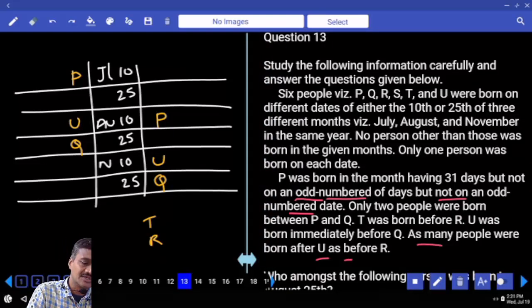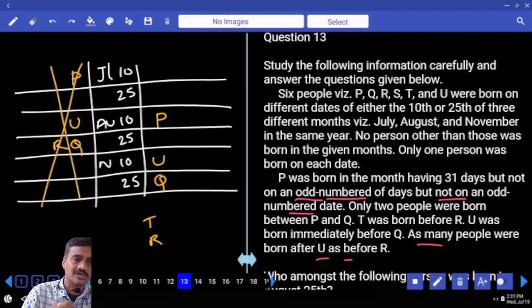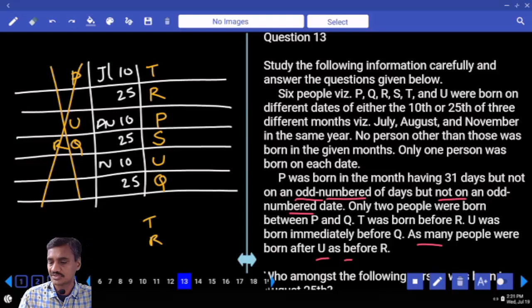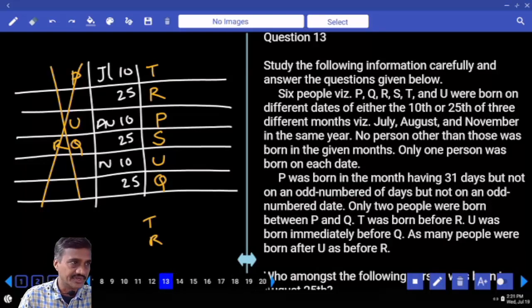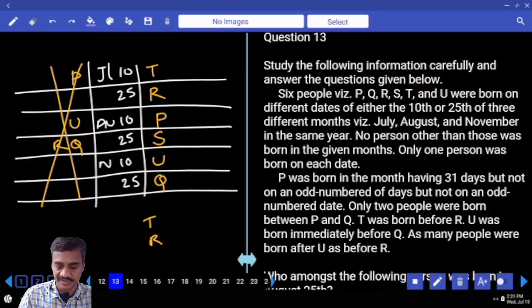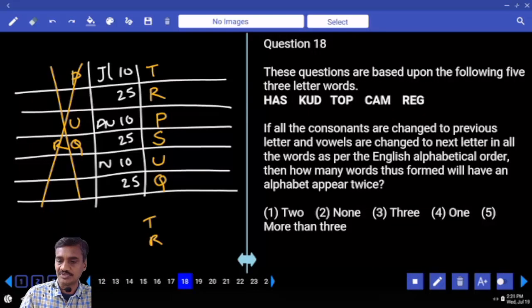Now, before U, there are 2. After R, there must be 2. Q must be in the same, not possible. Now here U is here, then where is R? R must be here. And if R is here, T must be before this one. And who is the person after here? Yes, must be on 25th of August. Now this is about 13 to 17. Now first priority, second priority. Definitely under the first priority.